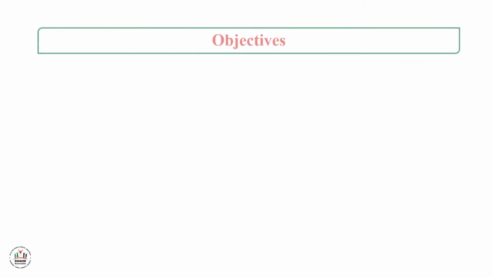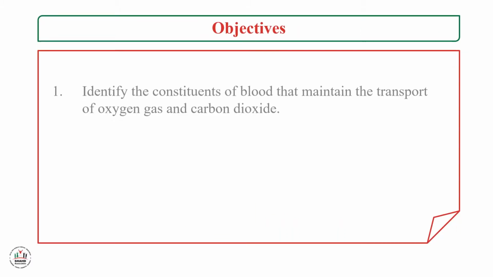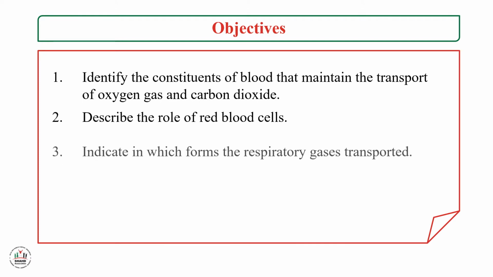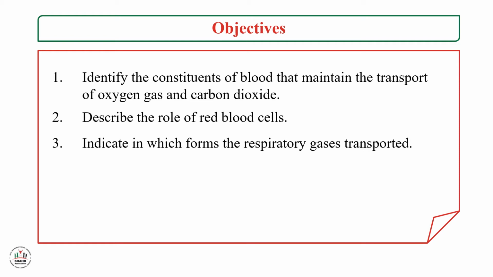Our objectives of this lesson are: first, identify the constituents of blood that maintain the transport of oxygen gas and carbon dioxide. Second, describe the role of red blood cells. Third, indicate in which forms the respiratory gas is transported.